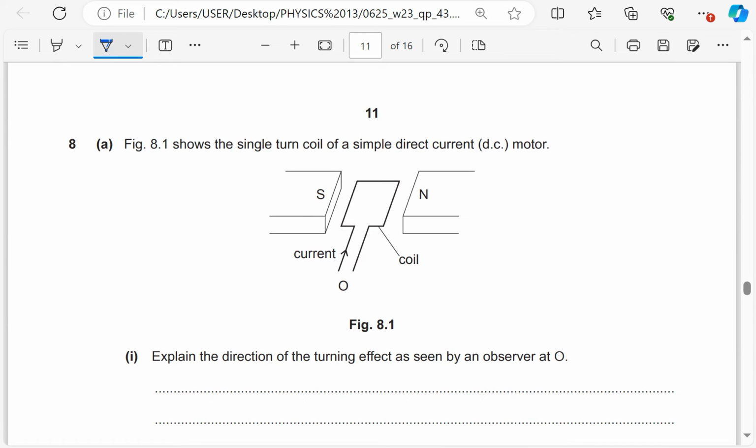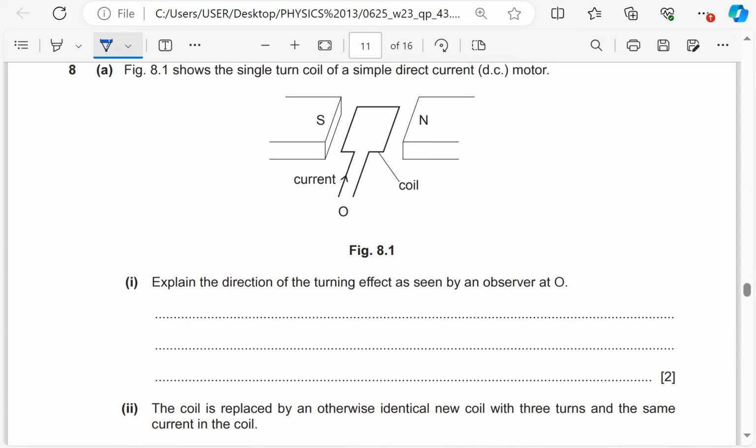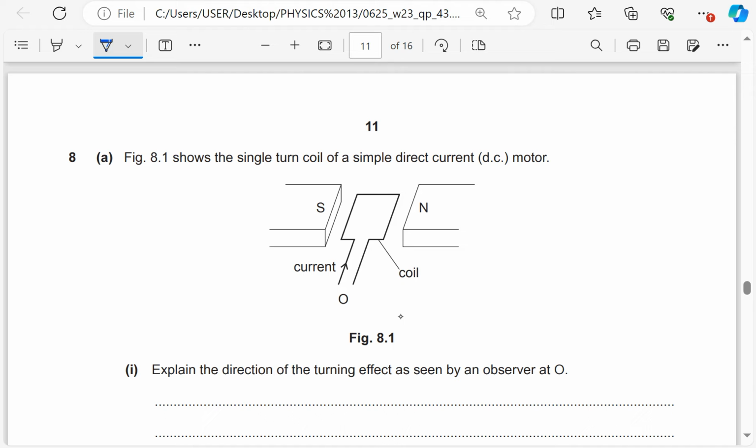Okay. Then the figure shows the single turn coil of a simple direct current motor, DC motor. Explain the direction of the turning effect as seen by an observer at point O. I'm going to use a simpler video from YouTube to show the direction of the turning effect. But before we do that, the field lines originate from north to south. So the magnetic field line points in that direction.